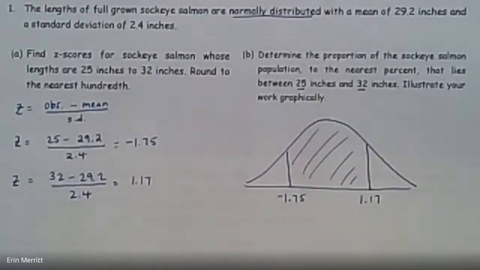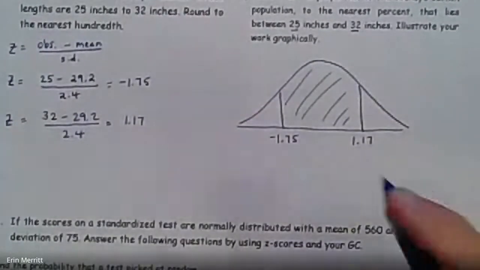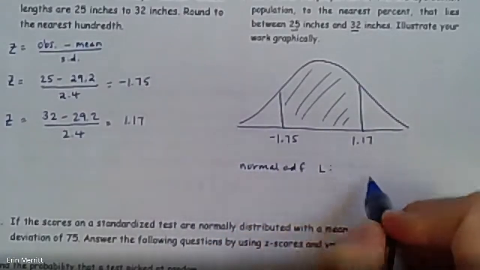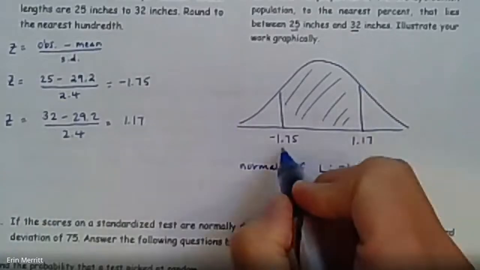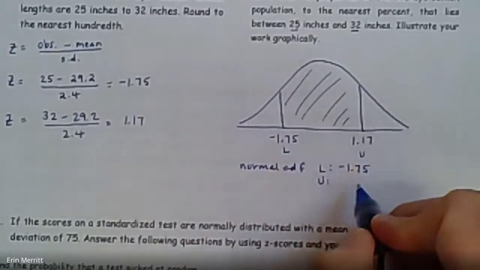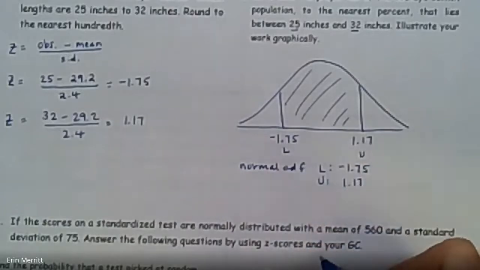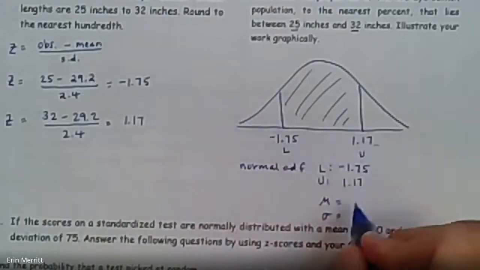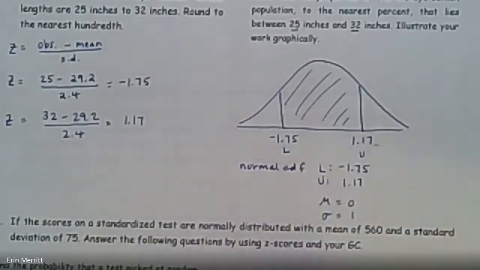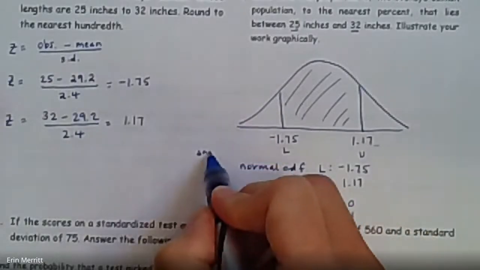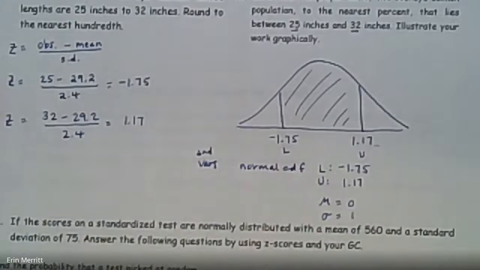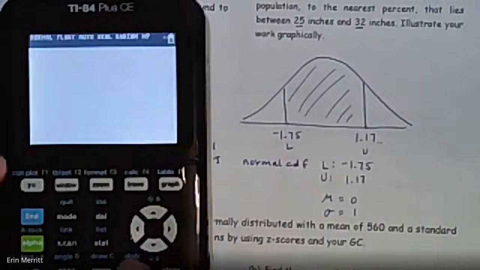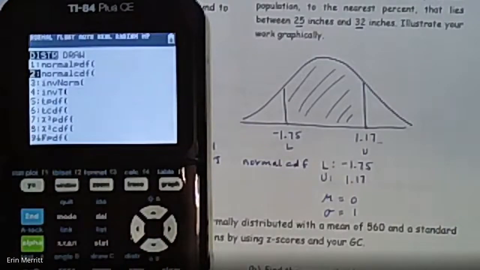To be able to do this, like we did yesterday, it is a normal CDF. You have to tell it the lower bound, negative 1.75, because that's for the left. The upper bound, that would be the 1.17. And then the mean and the standard deviation, when you use z-scores, are always 0 and 1. So to get to this, don't forget, it's second vars. I'm going to show it on my calculator right here. Hopefully you can see it. So second vars, choice 2 is normal CDF.